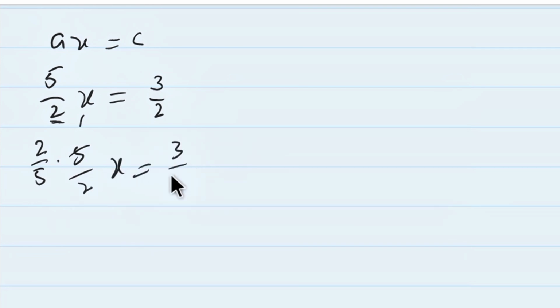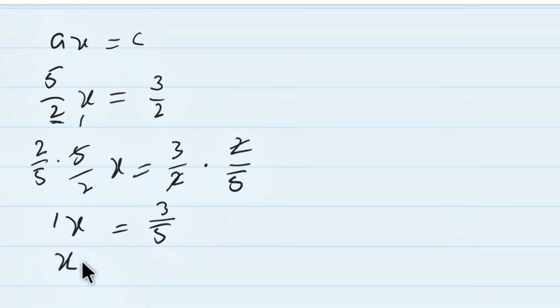Now we have to multiply the reciprocal to both sides to balance the equation. So a number times its reciprocal is always equal to 1. So 2 will cancel out 2, and we will be left with 3 over 5. So if a number is multiplied by 1, the number will remain unchanged, so x will be equal to 3 over 5. We can also verify the solution by replacing x with 3 over 5.